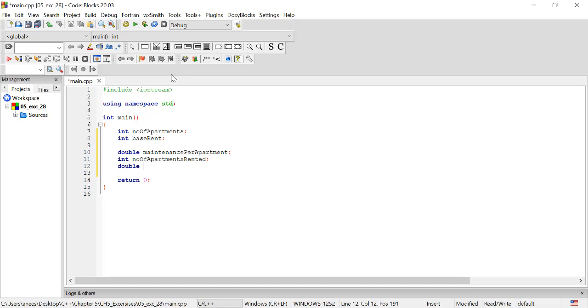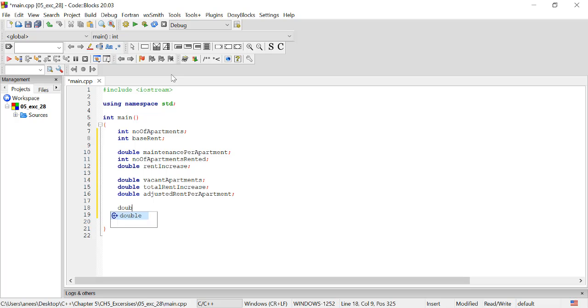double rent increase, double vacant apartments, double total rent increase, and double adjusted rent per apartment.